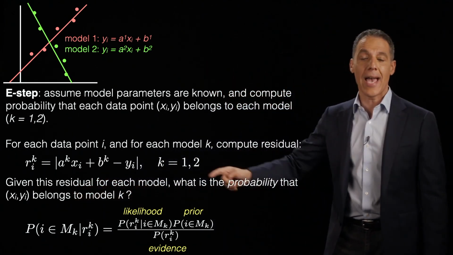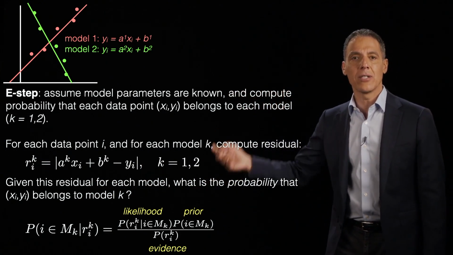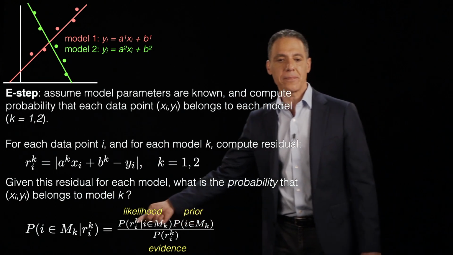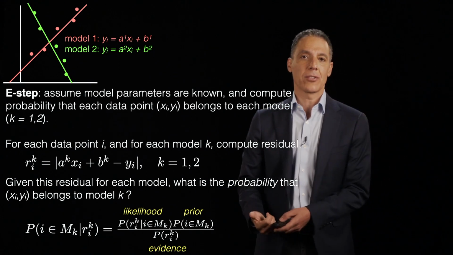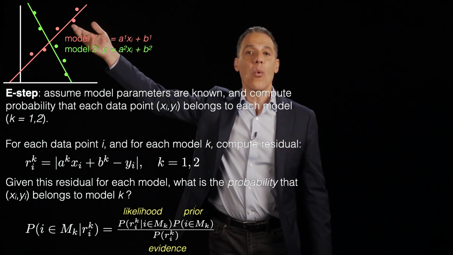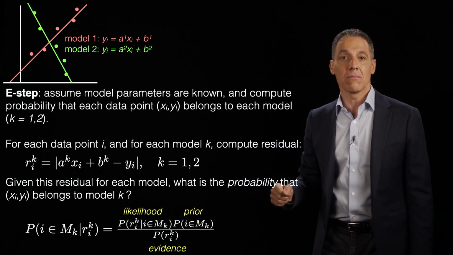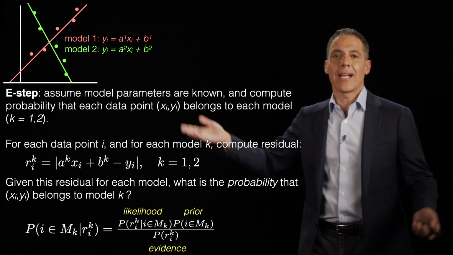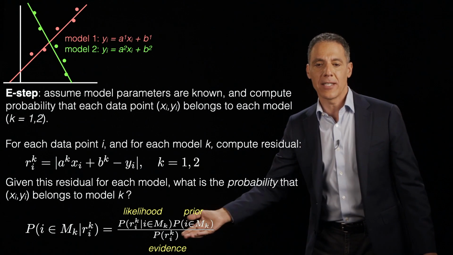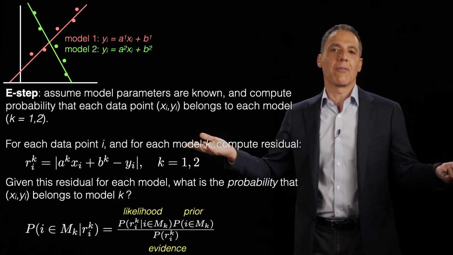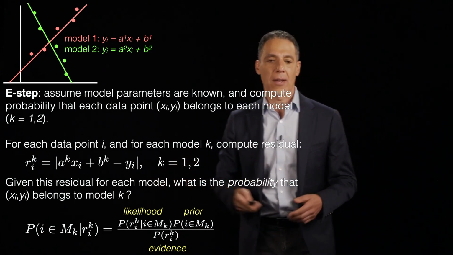Bayes tells us that that conditional probability can be written as the product of the likelihood and the prior divided by the evidence. Let's go through that. The likelihood is, what's the probability that I see that residual, given that it belongs to the model, which is a statement of how much noise is in the data relative to the model, times the prior, the probability that the point belongs to the model to begin with, which is an assumption of how many data points belong to model 1 and model 2, divided, of course, by the full evidence, which is the distribution of residuals that we expect to see regardless of model assignment.